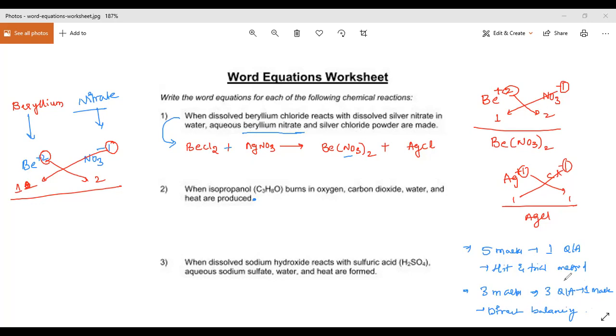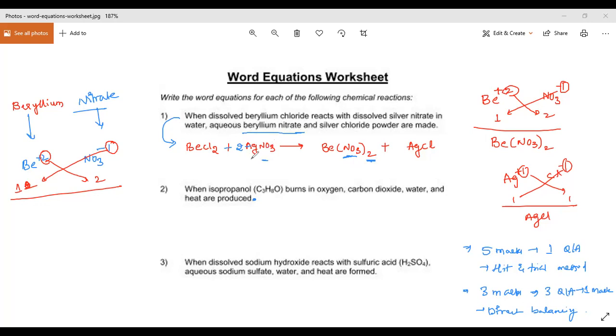So how to do the hit and trial method? First try to select the simple elements, whenever there is no group of ions. In this case we have a group of ions, nitrate. How many nitrates are there here? 2 are there. But what about the reactant side? 1. So we have to balance the nitrate by multiplying with 2. Now 2 nitrates are done.